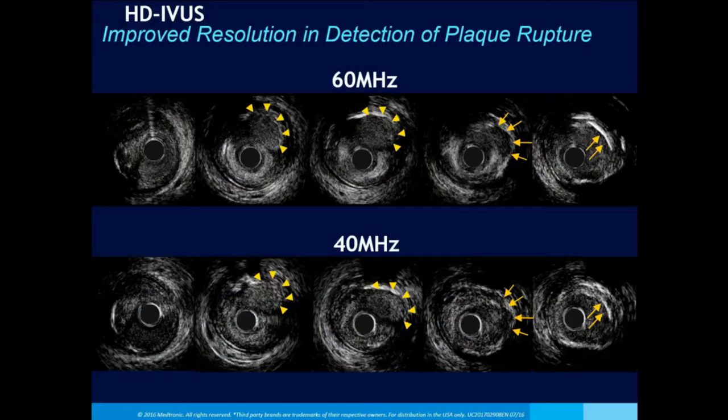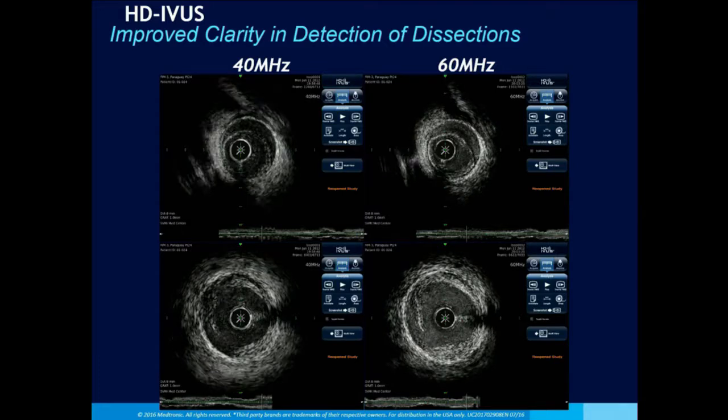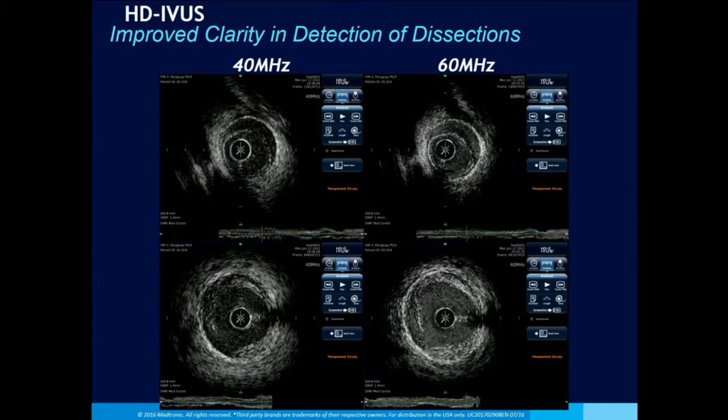So in this side-by-side picture of the same artery, 60 megahertz of IVUS using a dual frequency catheter showed improved detection of plaque rupture. So you can see the underlying plaque more clearly than with the 40 megahertz. And in this set of pictures from HD IVUS, you can better delineate a dissection. In the lower right panel, you can clearly see the dissection flap, whereas in the lower left panel, you can barely see it with the 40 megahertz IVUS.